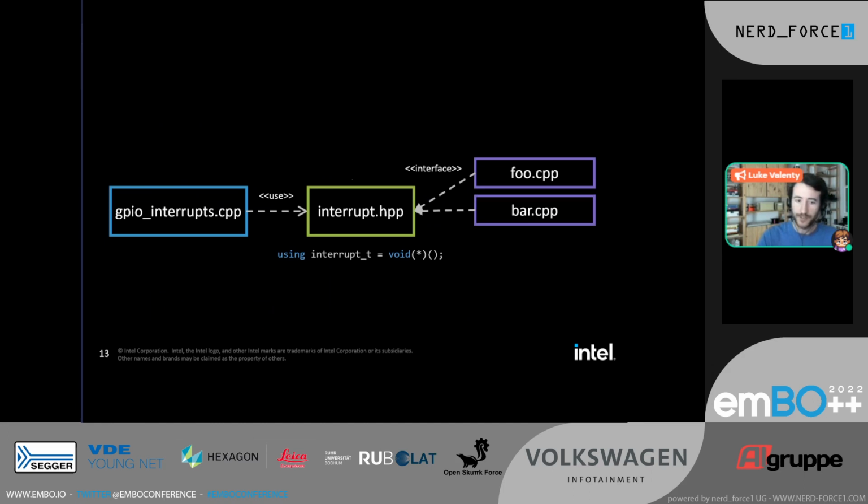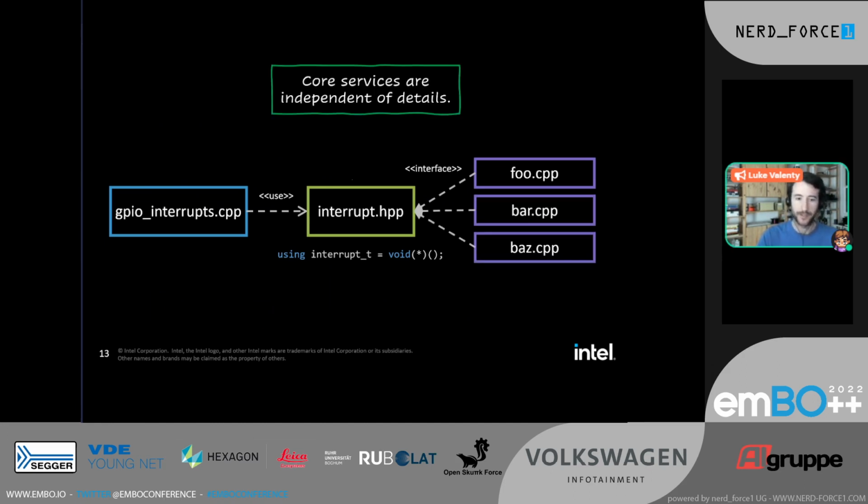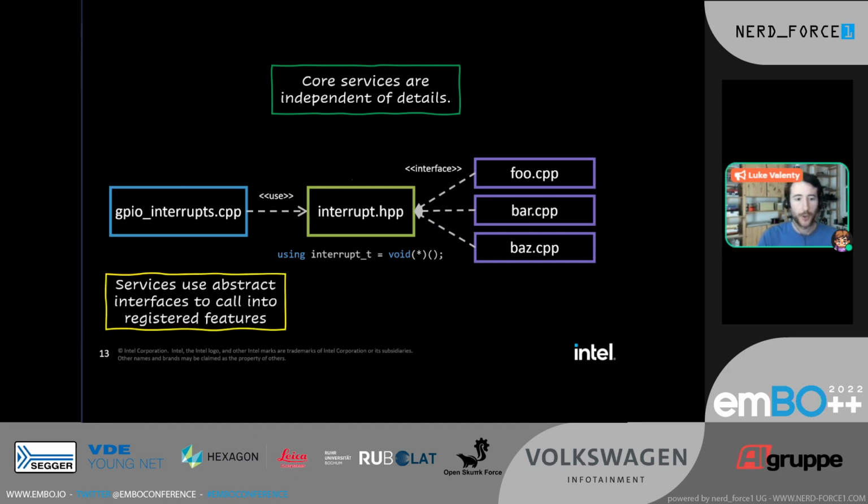Our features also depend on that interface. And they depend on it in order to implement their functionality. So they can register their callback to be executed on their behalf when the appropriate GPIO interrupt is triggered.